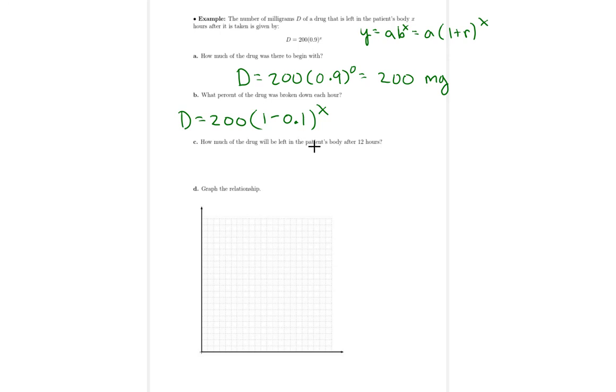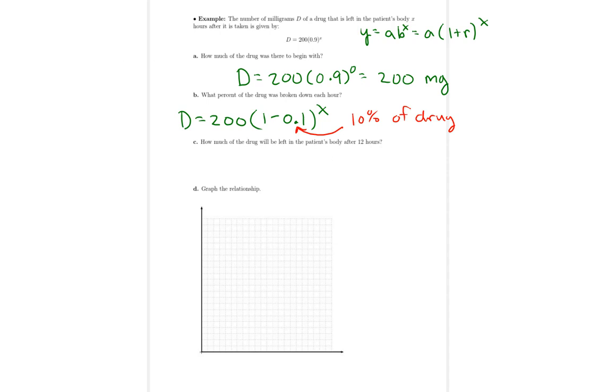And once I do, then I can see that 10% of the drug is broken down each hour, right? In other words, it kind of gets rid of 10% of itself each hour.